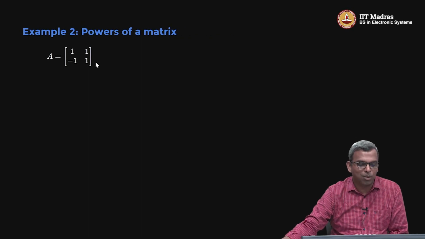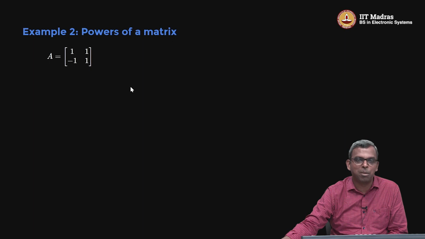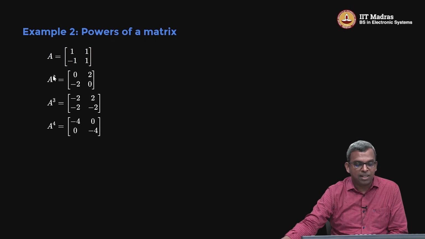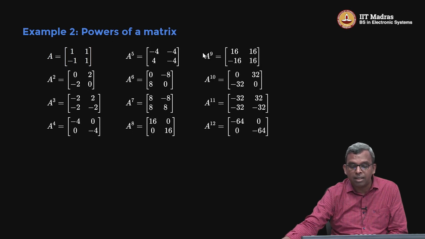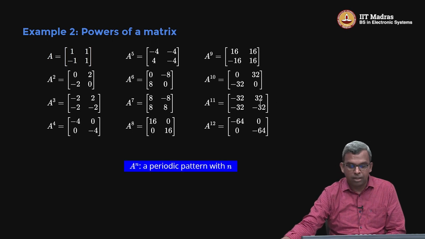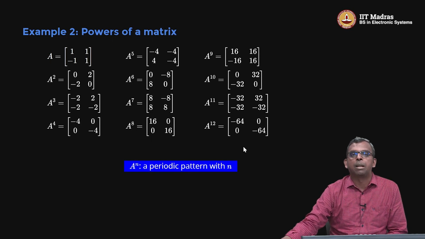Here is another example: 1, 1, minus 1, 1. The first time a negative number makes an appearance, and here you will see very interesting properties. Notice what happens here. A squared is this, A cubed is this, A power 4 is this. You notice this diagonal, off diagonal sort of thing happens in some interesting way, and if you go to A power 5, 6, 7, 8, again some sort of a similar pattern shows up. The numbers are blowing up, that is okay, ignore the blowing up for a while, but you see the patterns of zeros are periodically repeating, and this happens over and over again. There is a periodicity in this power.